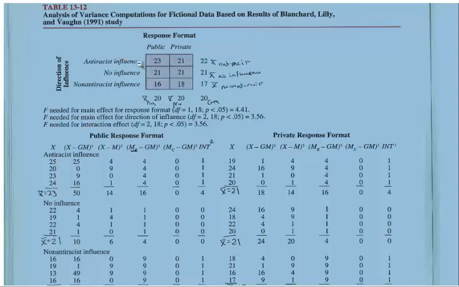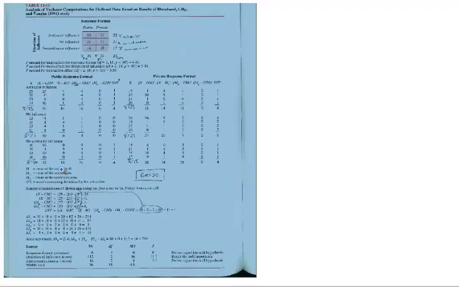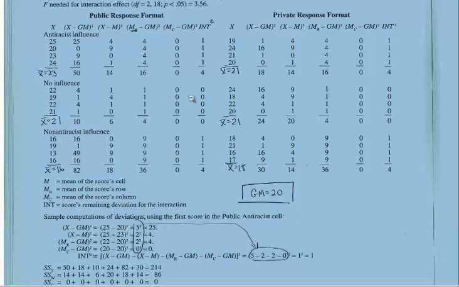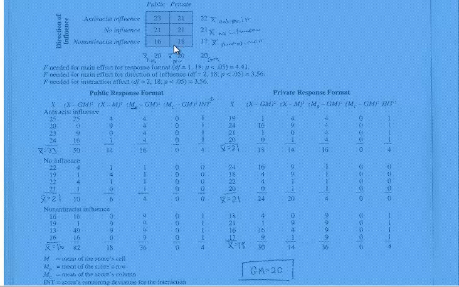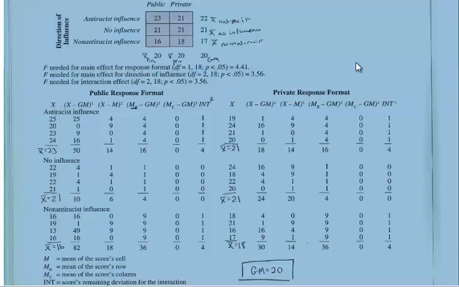So this first cell is the anti-racist public cell, and we have 4 subjects in each one of these fictional cells. So the first subject scored a 25, the second subject scored a 20, the third subject scored a 23, and the last subject scored a 24. So we have a total of, since we have 6 cells, we have a total of 24 subjects in this study.